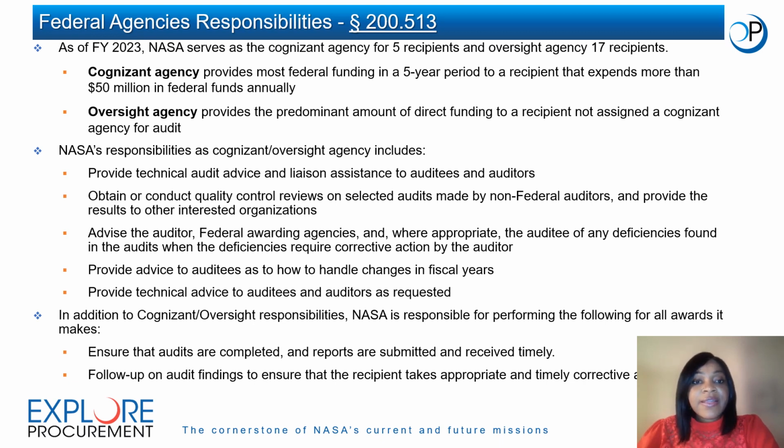NASA's responsibilities as cognizant and oversight agency include providing technical assistance, advice, and assistance to auditees and auditors, obtaining or conducting quality control reviews on selected audits that are made by non-federal auditors, and providing the results of those reviews to interested organizations. They are responsible for advising the auditee of any deficiencies that are found in the audits when the deficiencies require corrective actions by the auditor, and also providing technical advice to auditees and auditors upon request.